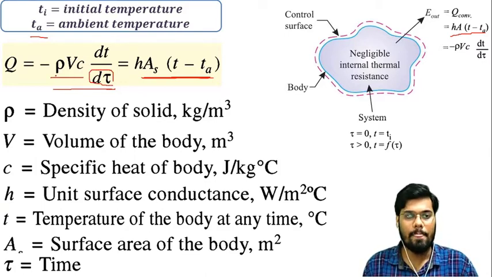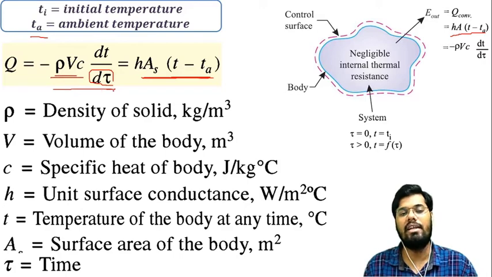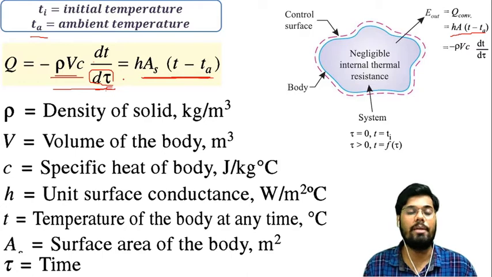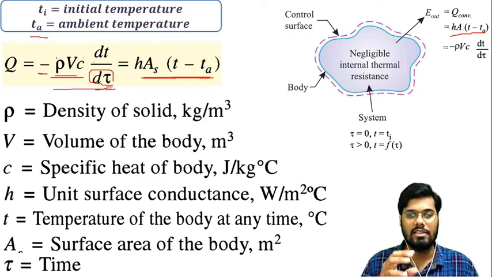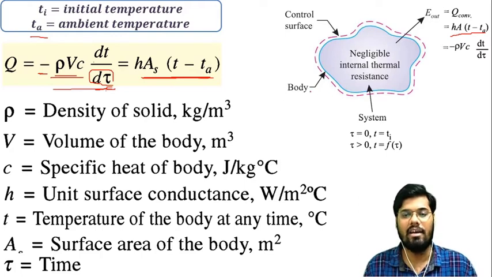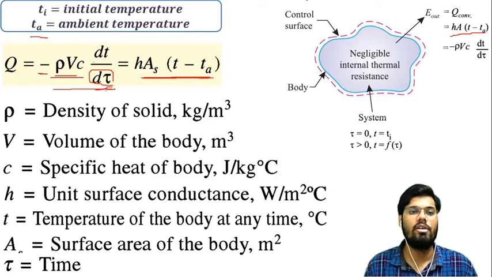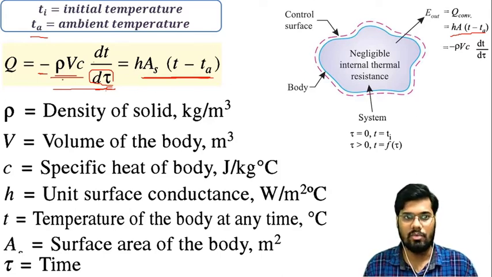Instead of m, we can write density times volume. So this is nothing but m c dT by d tau. dT is a temperature difference, d tau because we consider it with respect to time. The negative sign shows that the internal energy is decreasing because the system is rejecting heat, since the temperature of the system is higher as compared to the surrounding, so heat is rejected by the system. So internal energy is decreasing, that's why the negative sign here.